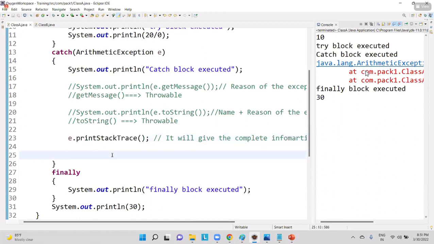In how many ways can we display the exception messages? In how many ways, guys? By using the getMessage, toString, and printStackTrace methods, 3 ways. Okay, but in order to get the complete information about the exception, most commonly we will be using this printStackTrace method. I hope it's clear, guys. Is it clear? Right. Now, this printStackTrace method is also present in the Throwable class, which is highly recommended.